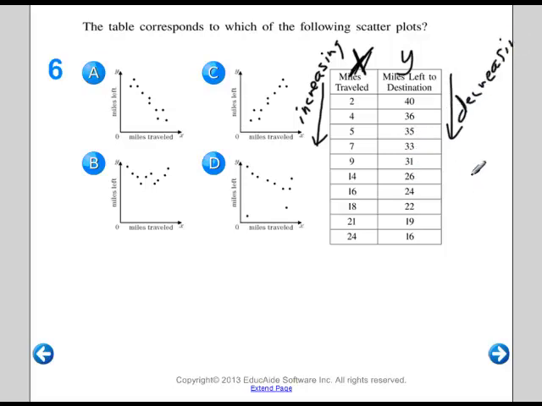So we just learned on that other problem that when one increases and one decreases, there is a negative correlation. And we even saw what that looked like. So we know it's down and to the right, or up and to the left. So if I were to graph each of these, this is going down and to the right, and right away that's our negative, whereas this is going up and to the right.